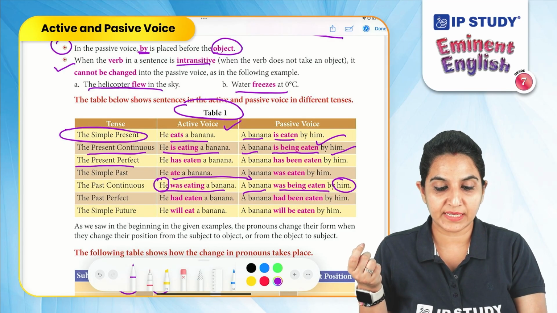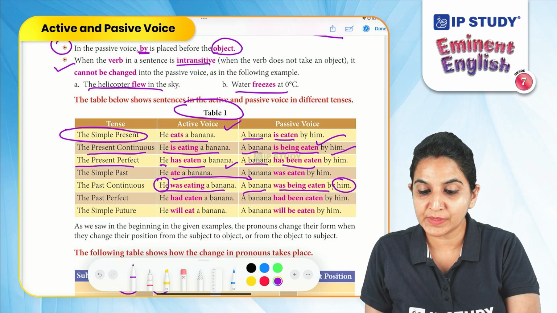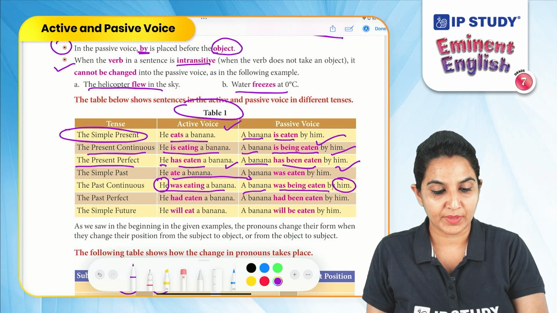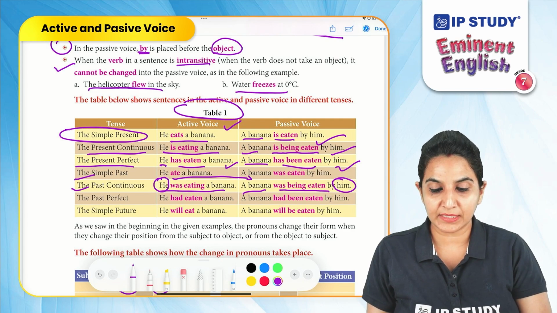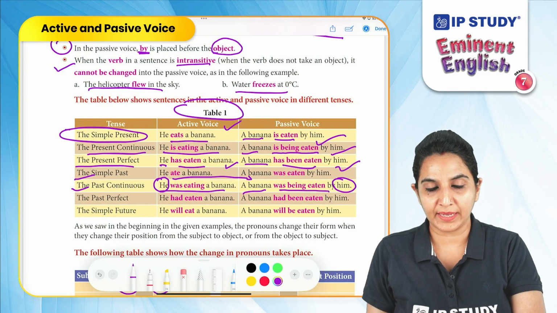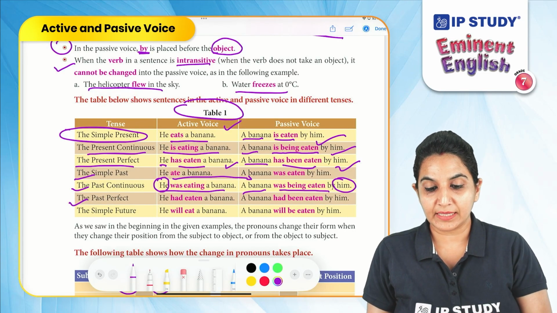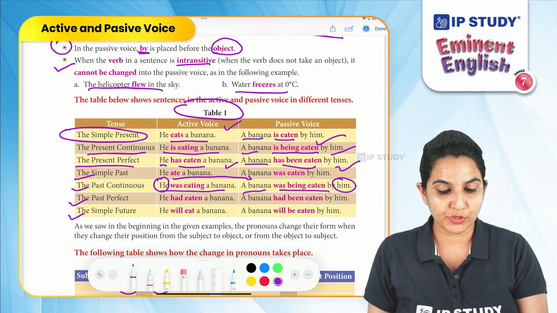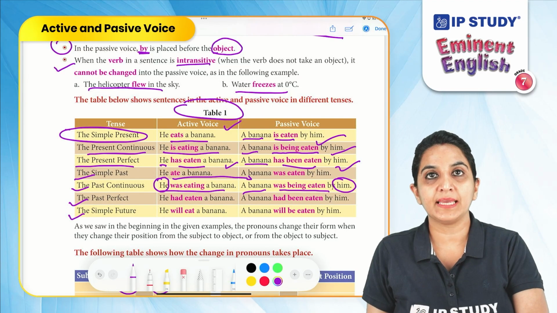In the present perfect tense, he has eaten a banana; a banana has been eaten by him. In the simple past, he ate a banana; a banana was eaten by him. In the past continuous, he was eating a banana; a banana was being eaten by him. The past perfect, he had eaten a banana. In the passive voice, a banana had been eaten by him. The simple future, he will eat a banana; a banana will be eaten by him.